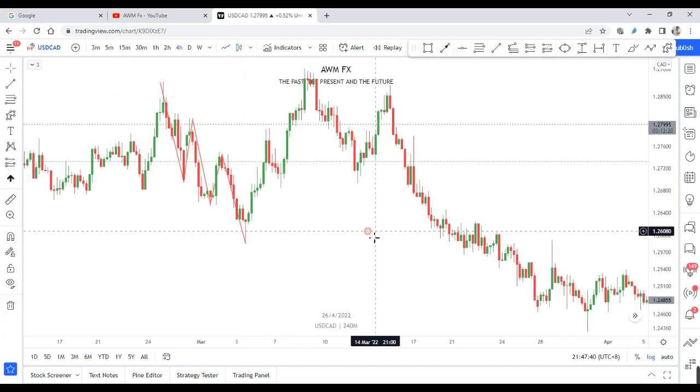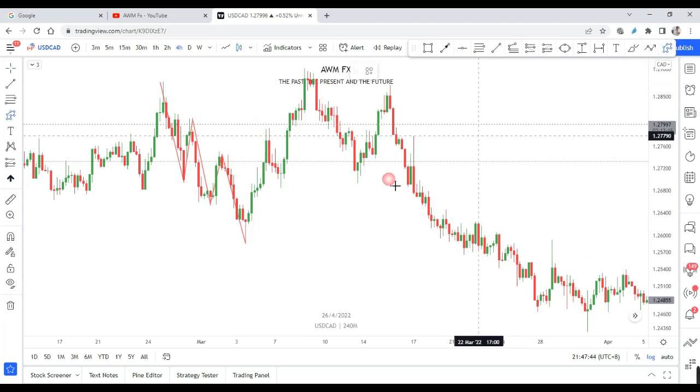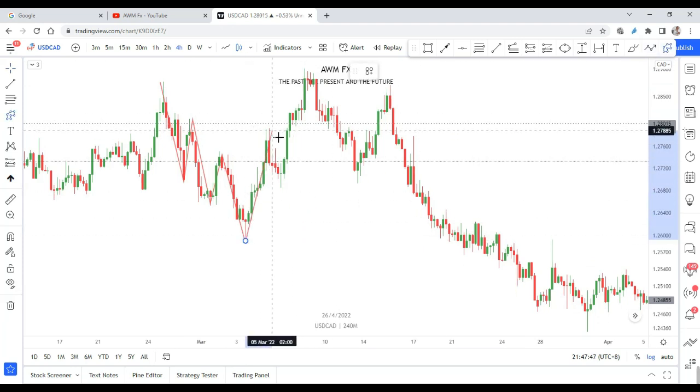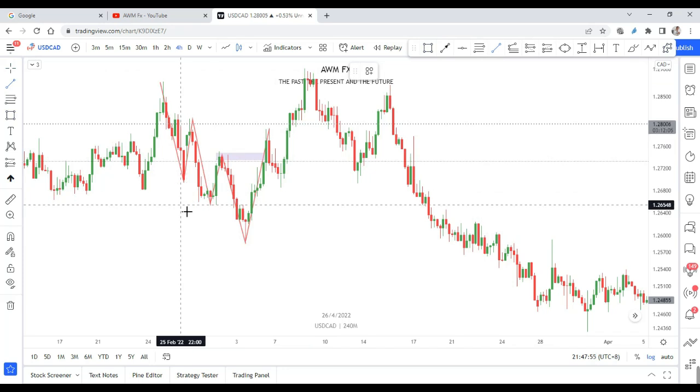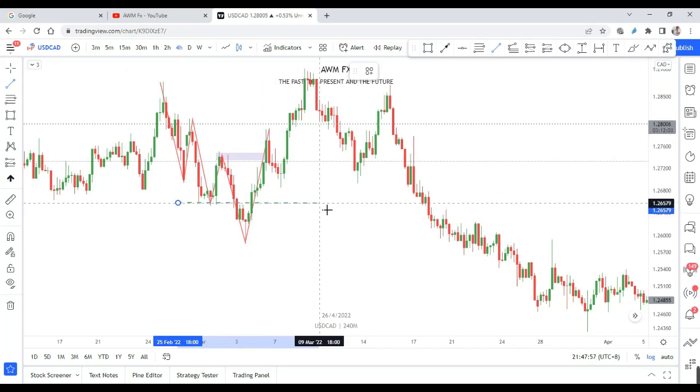So what happened is that the price came up and broke the structure, right? Breaking the structure over here. Okay, breaking the structure. So where is your QML level? This is your QML level, right? Agree? Okay, this is your QML level.